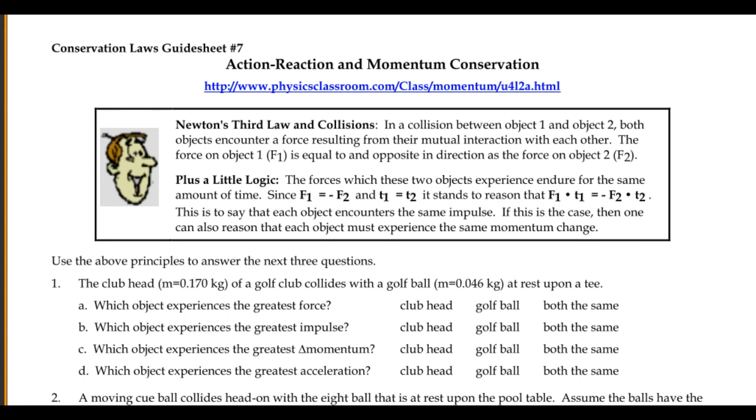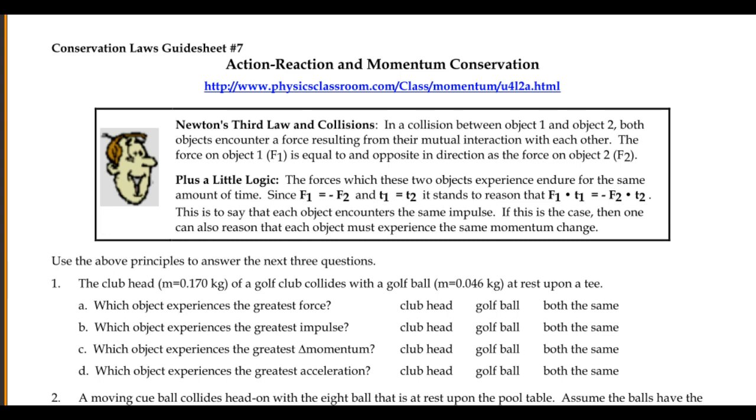Okay, so in a collision between two objects, object 1 and object 2, the force between them must be equal in size and opposite in direction. Keep in mind the plus a little logic section. The forces of these two objects experience must occur for the same amount of time. Okay, so the forces can't be happening if the objects aren't in contact. There's no way for one object to stop touching the other object and still have this force acting. So as long as they are in contact, there will be these forces.